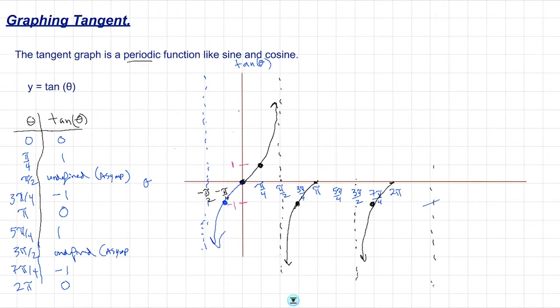To do one complete cycle here, here's what we need. We're going to need a couple things, and I'll write them off to the side here. So there's 5 things for one cycle.